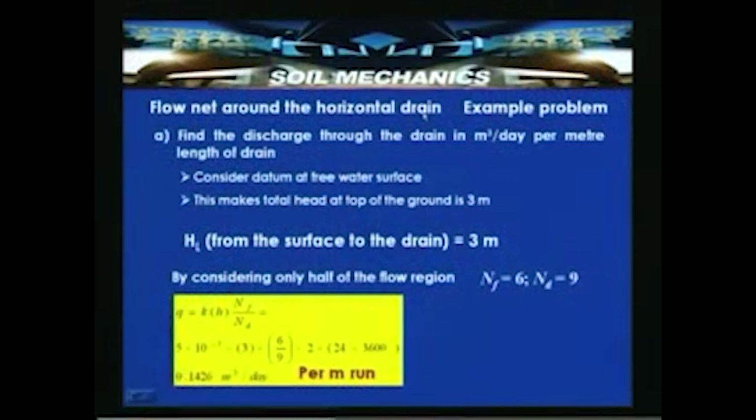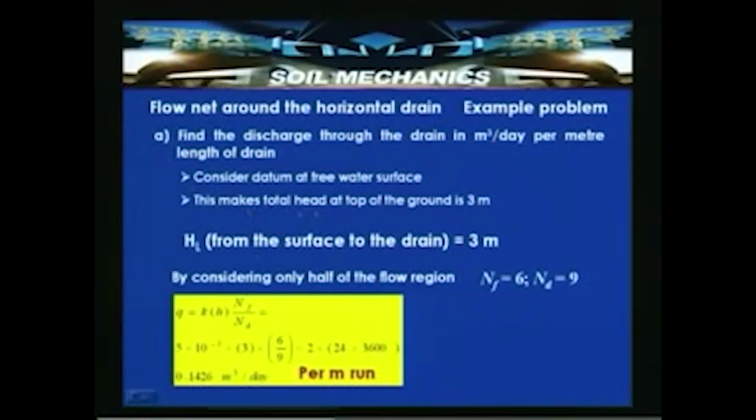So, flow net around the horizontal drain, that is the example under consideration for us. Find the discharge to the drain in meter cube per day per meter length of the drain. So, per meter length of the drain, suppose if the drain is of 100 meters, then we can calculate by using this concept.